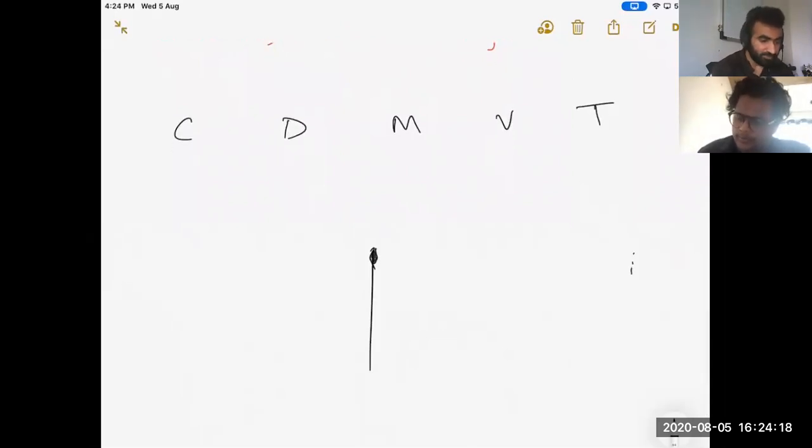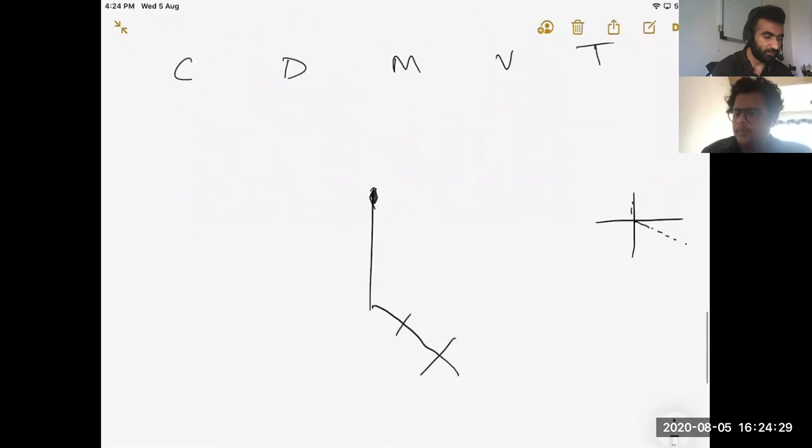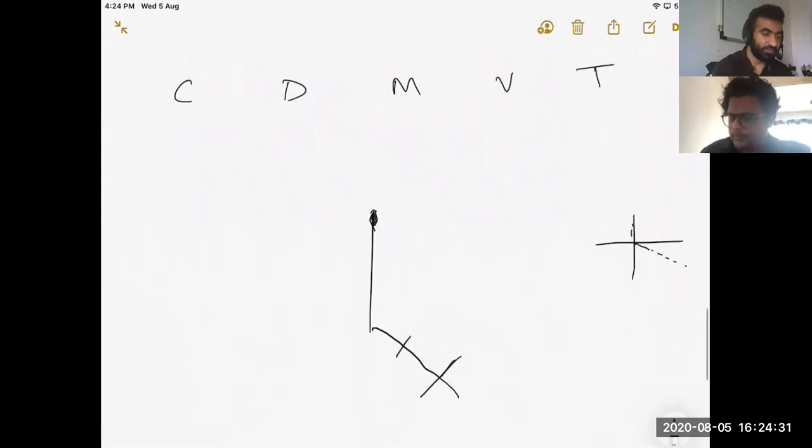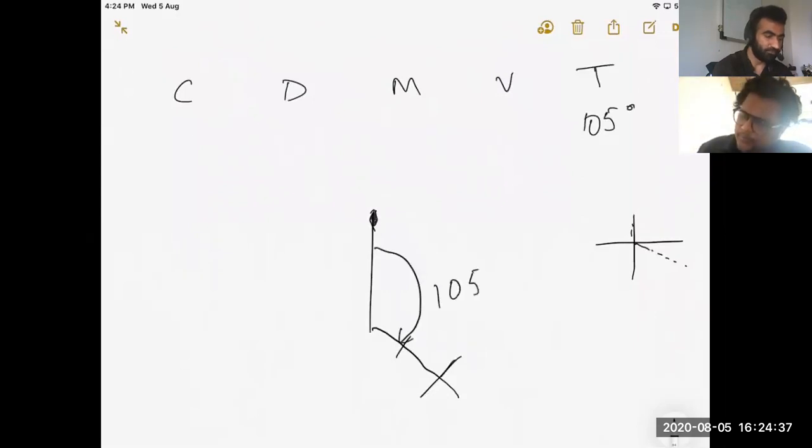I'll make a small plus. I'll see what is my 105, somewhere here, like this. So this line, and this is my aircraft. So what is my true direction? 105. This angle is 105.